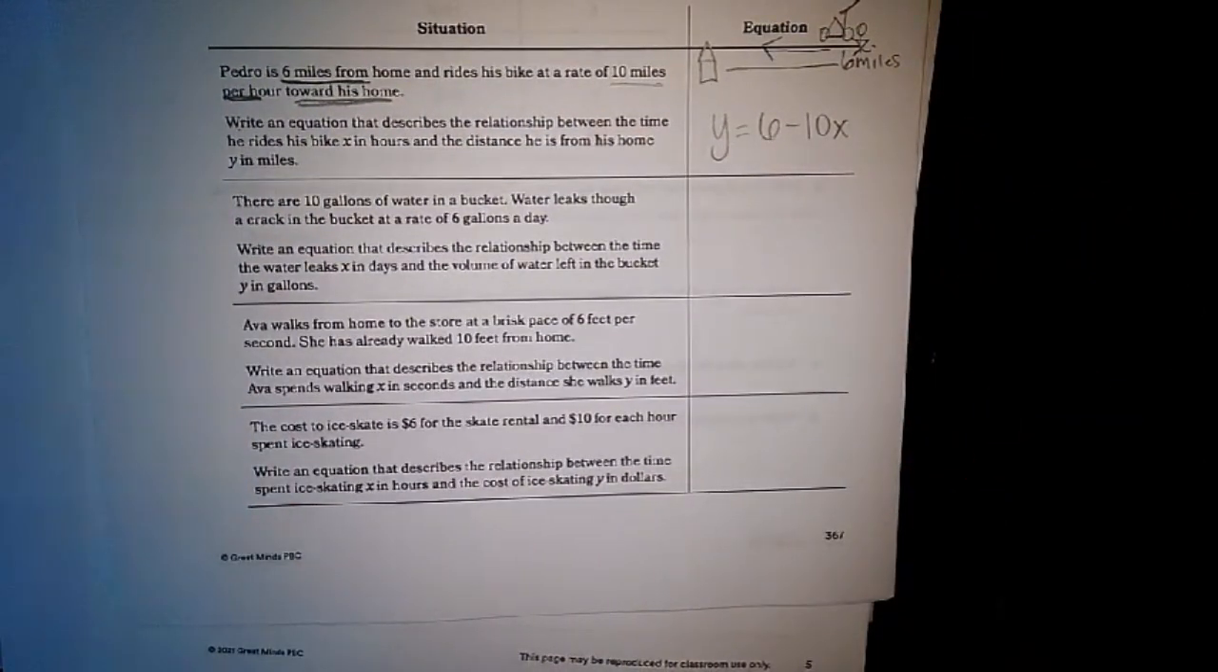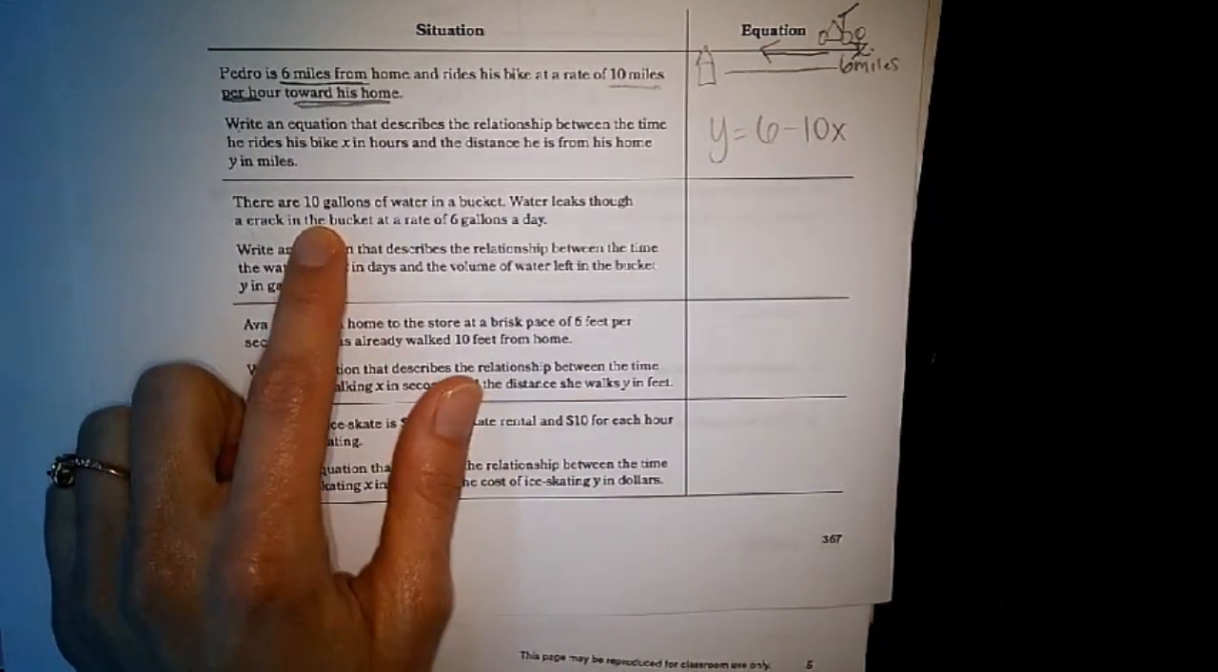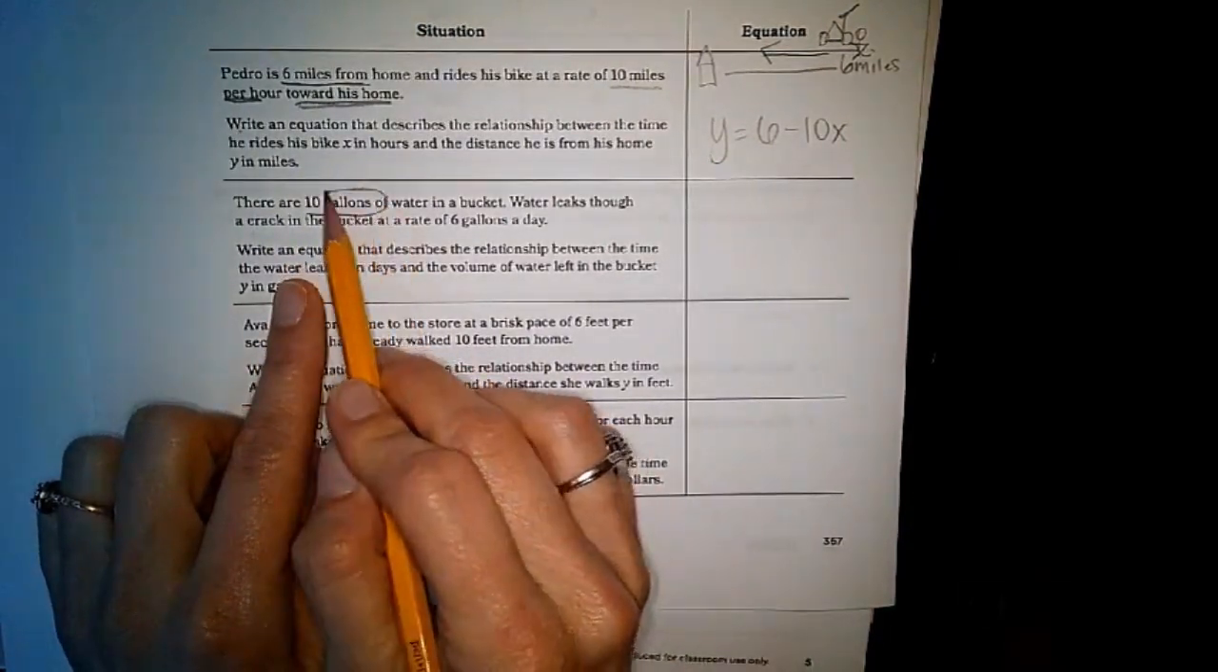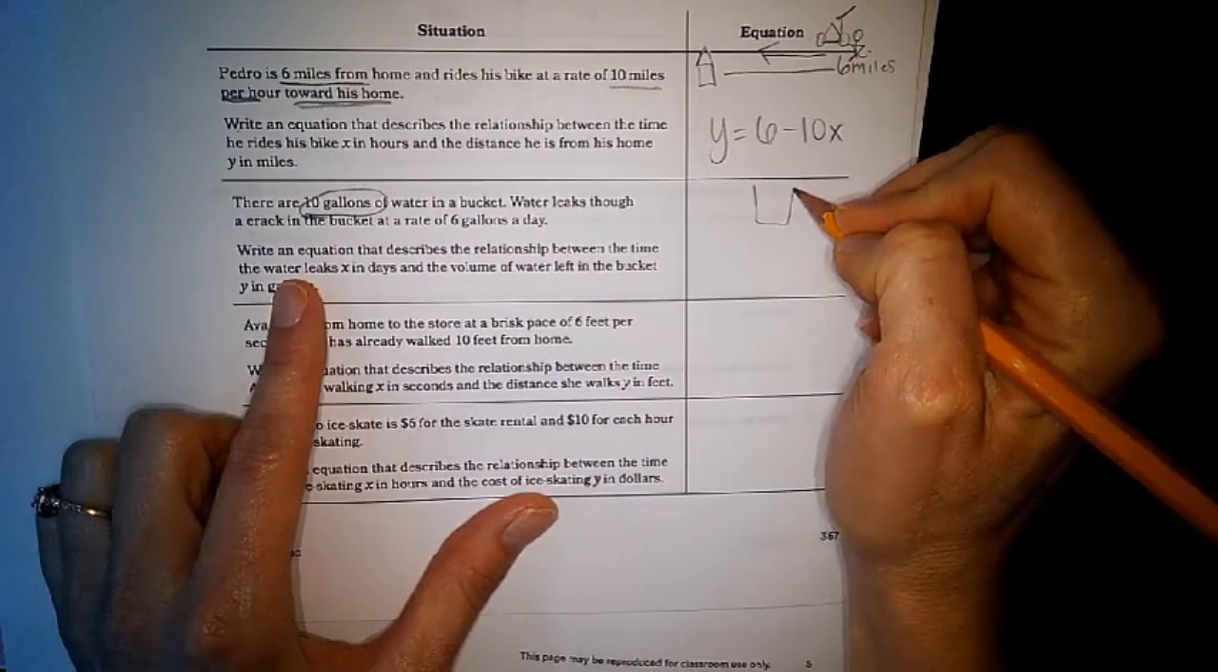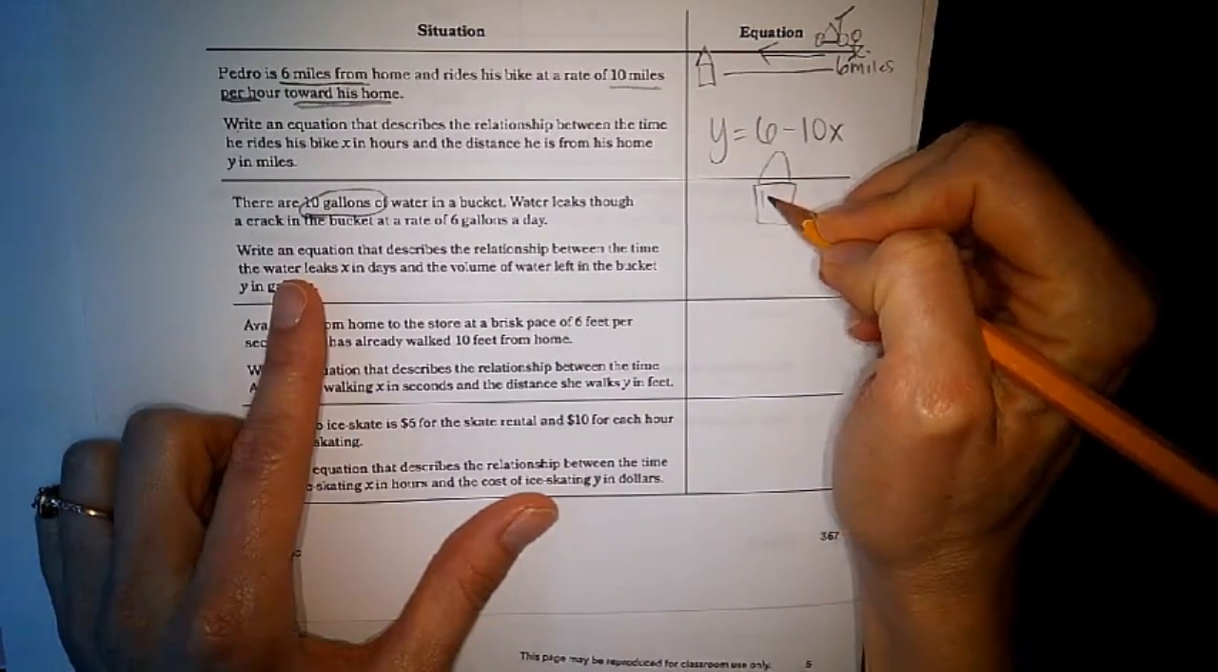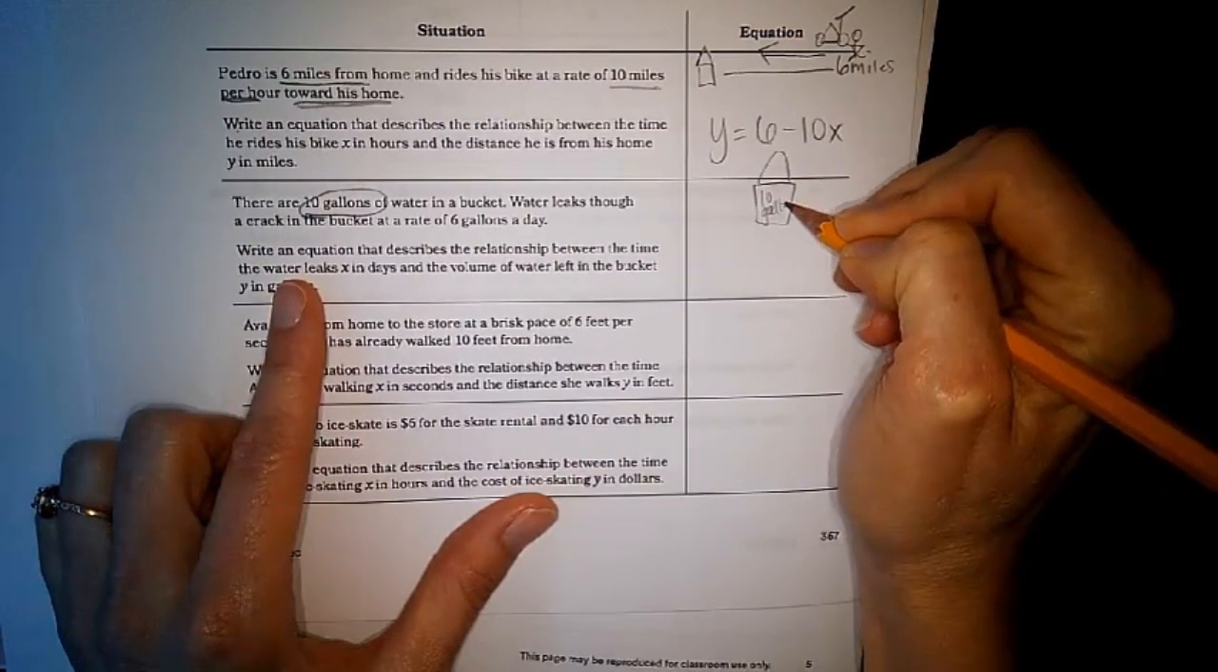Okay, what did y'all get for the next one? Who agrees with Cooper? He said y equals 10 minus 6x. Okay, anybody have anything different? At this moment, we're just explaining. Okay, so let's look at it. We're starting with what? 10 gallons. So, here's my bucket. It has 10 gallons of water in it.